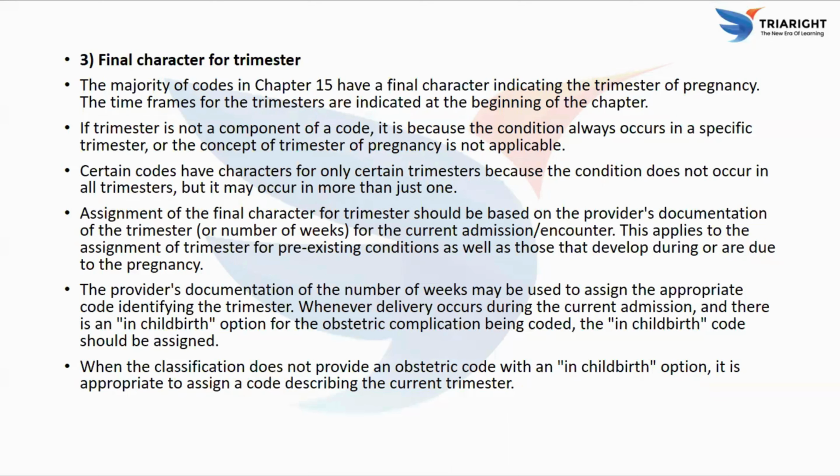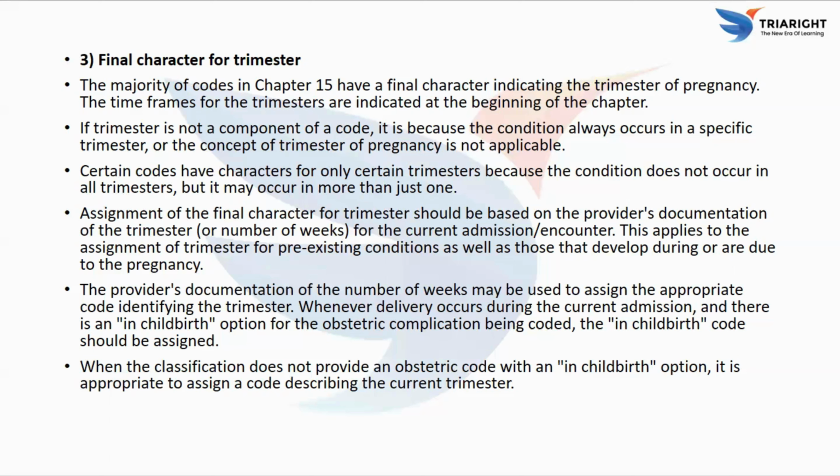How are trimesters divided? The first trimester is 0 to 13 weeks plus 6 days. The second trimester is 14 to 27 weeks plus 6 days. The third trimester is 28 weeks to delivery. This is how you calculate the trimesters. What are the key rules? The final character shows in which trimester the condition happened. For example, O13.2 indicates gestational hypertension in the second trimester.